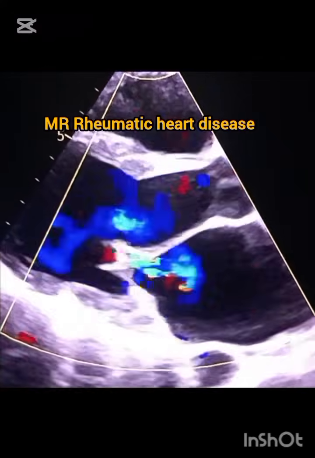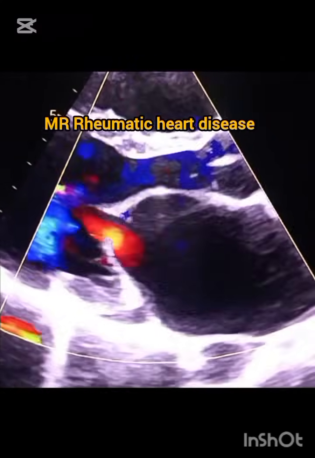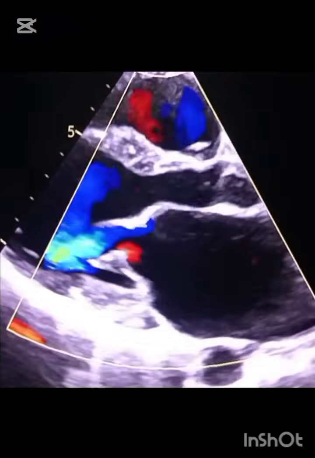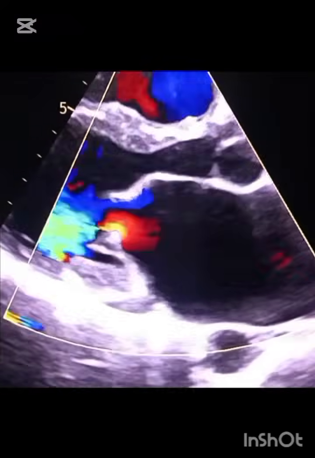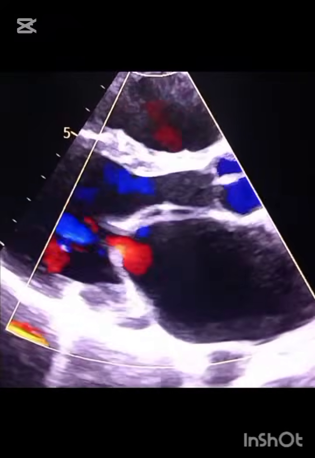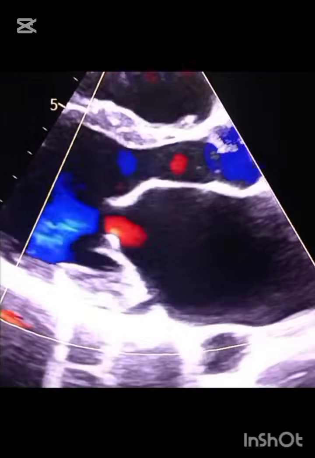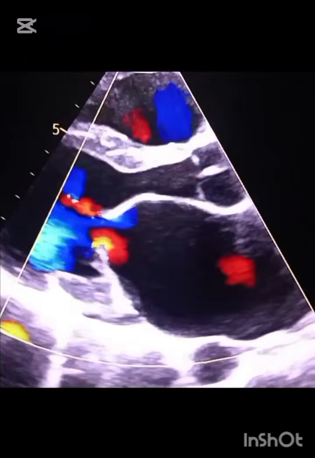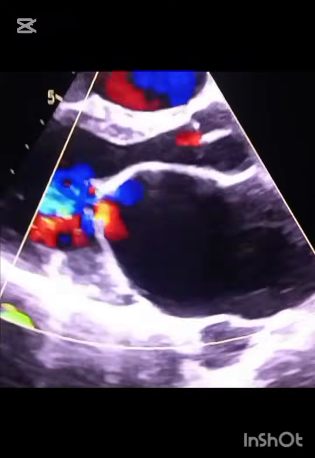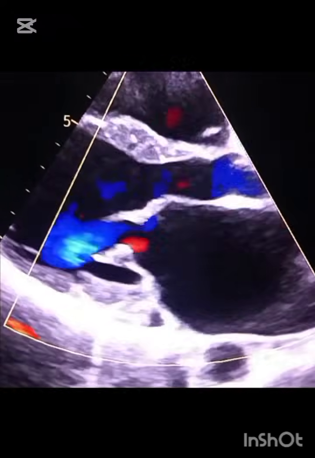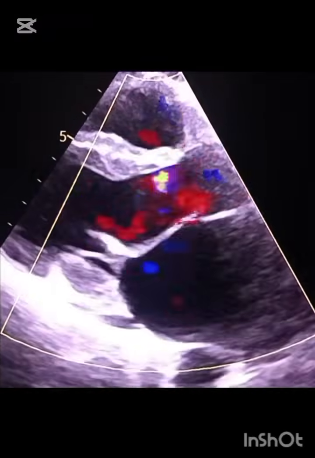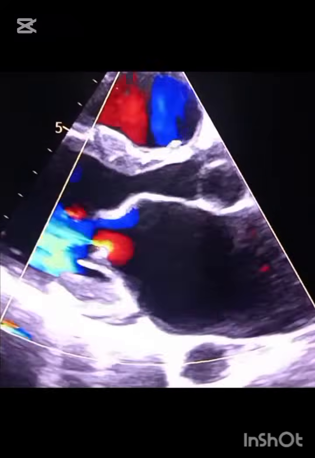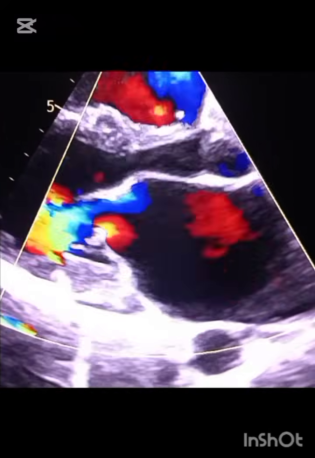MR due to rheumatic heart disease. In patients who develop carditis with acute rheumatic fever, up to 50% can have valvular heart disease later in life. The mitral valve is the most commonly involved valve with the rheumatic process. Mitral stenosis is the most common lesion. Mitral regurgitation is less common. There may be a mix of MS and MR. As you see in this clip, there are also MS and MR mixed lesions.